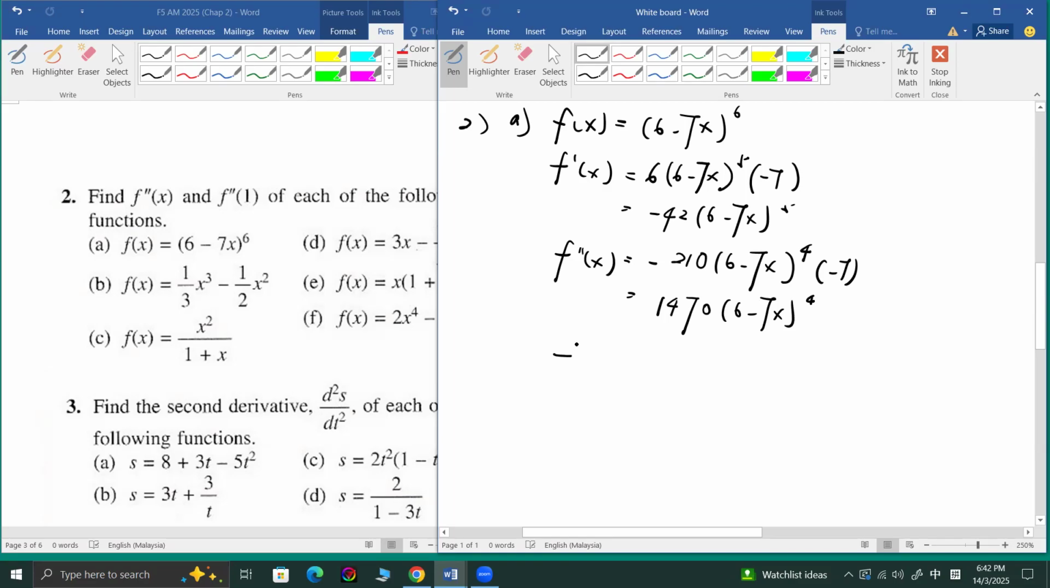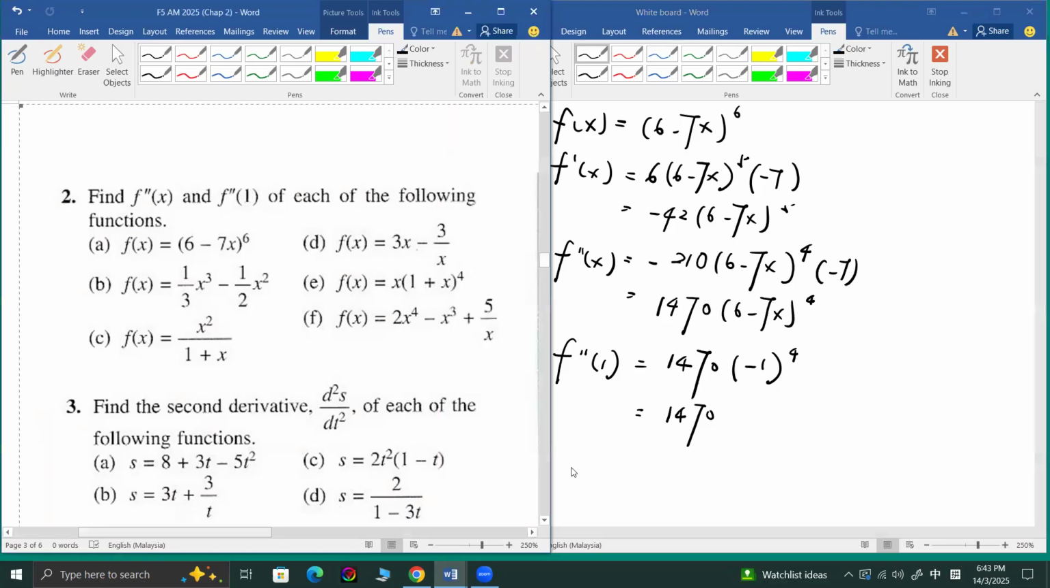Okay, next come to f double prime 1. And just substitute the x with 1. 6 minus 7. 6 minus 7 means negative 1. Negative with the power even, you get positive, right? So the answer is 1470. Okay, got it? Yes.